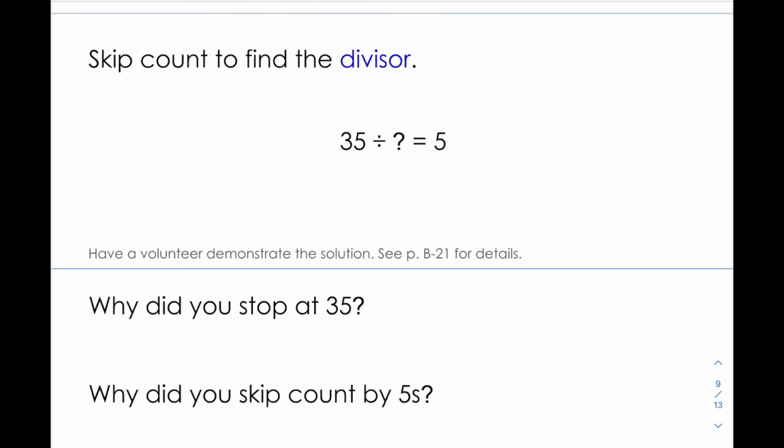Skip count to find the divisor. Similar question to what we had before, but it was in multiplication form. Now we have it in division form. What times 5 is 35, in other words? And the answer is 7. So 35 divided by 7 is equal to 5.